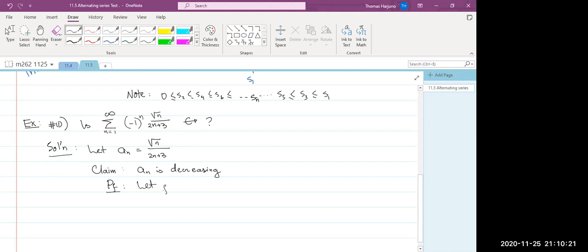Proof, let f(x) equal square root of x over 2x plus 3. You know where I'm going, right? Okay, so note that f(n) equals square root of n over 2n plus 3. So basically I get the continuous positive function, okay? And f prime of x equals, now you decide, (2x plus 3) squared at the bottom, and I have 1 over 2 square root of x times 2x plus 3 minus square root of x times 2.